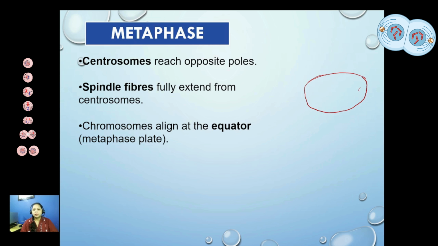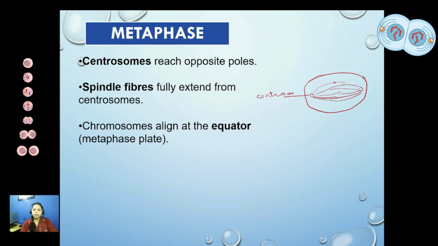Sorry about my cell. This is the centrosome. Here we have the centrosome. Now a fiber is going to originate and they form a spindle. Here the chromosomes are going to get attached.